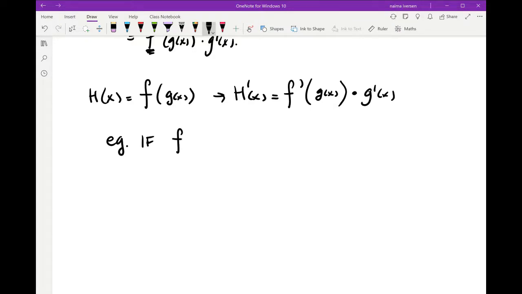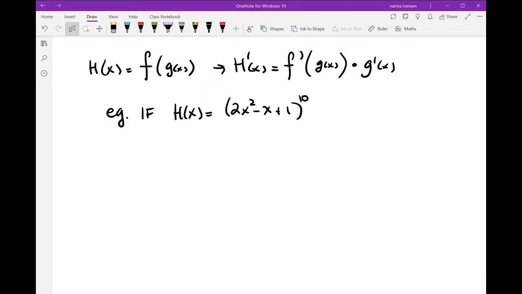Let's say I had h of x, I might as well use h of x again. Why don't I use h of x to be 2x squared minus x plus 1 to the power of 10. Nobody wants to multiply this out, okay? You could, if you really wanted to, multiply this out to the power of 10. But what's really happening is that you have h of x is equal to something to the power of 10. There's my inside function.